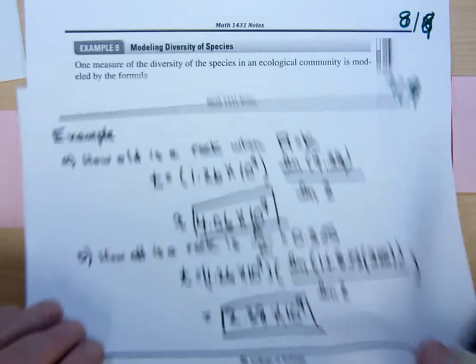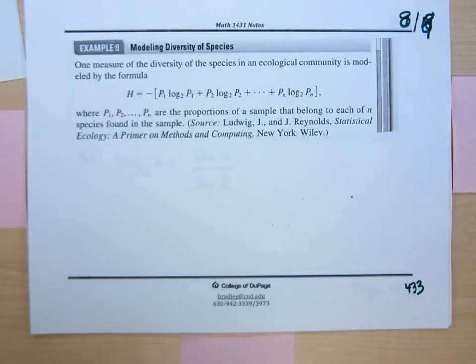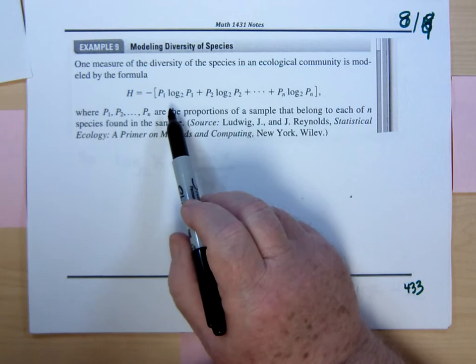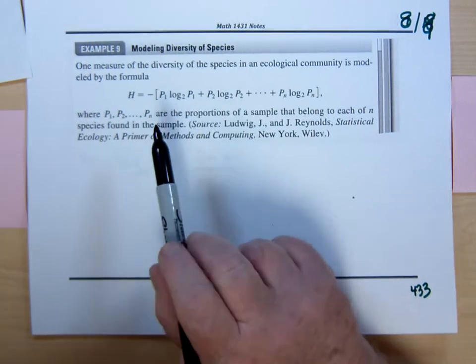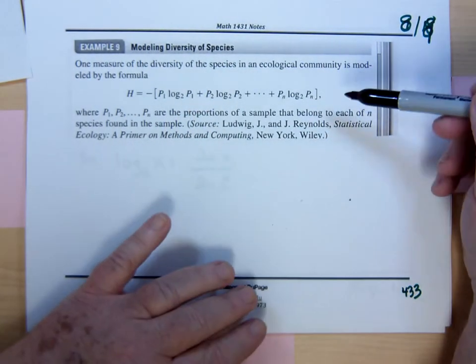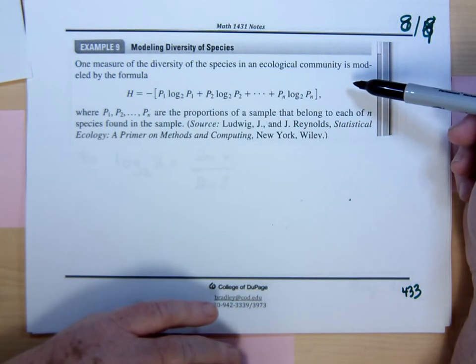Okay, so we'll move on to yet another example. And this next example has to do with a whole different logarithm. This is logarithm base 2. Now, this is measuring diversity of species. I'll talk about it and then explain why they're using logarithm base 2.